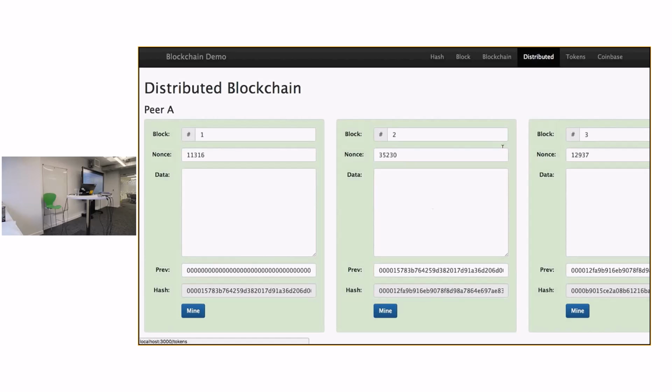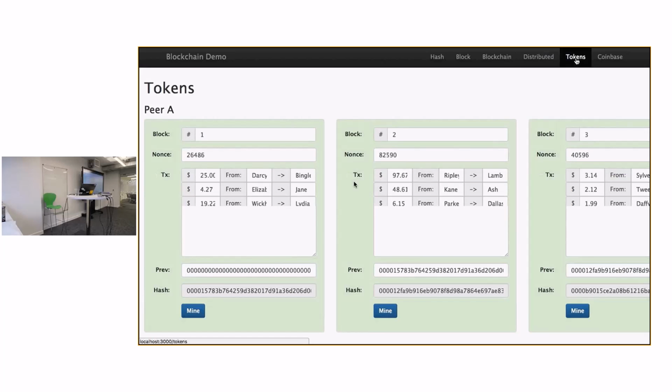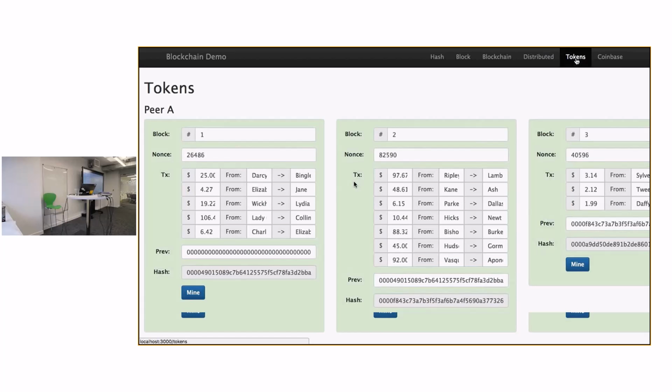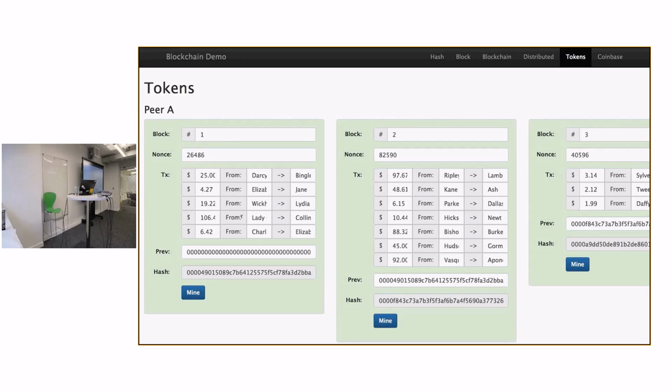So let's do a token on our blockchain. All right, now look at this. I have this token, totally arbitrarily, I'm calling these, I guess, dollars. So we have $25 from Darcy to Bingley, $4.27 goes from Elizabeth to Jane. You get the idea. There are all these transactions happening, and we just replace the data with these transactions.